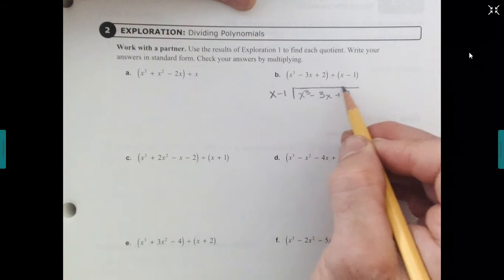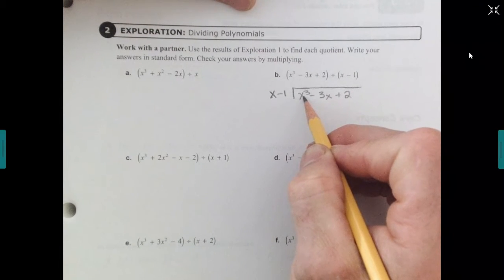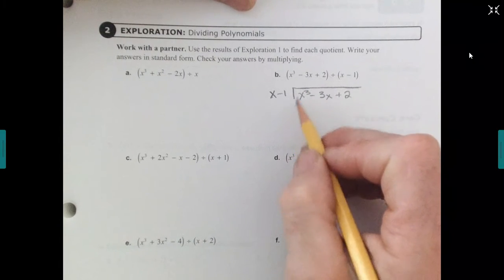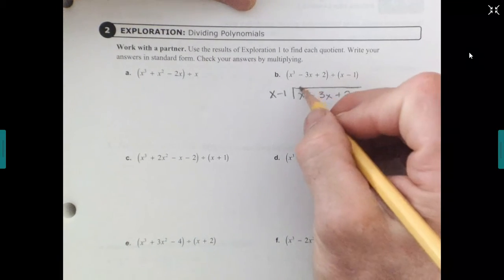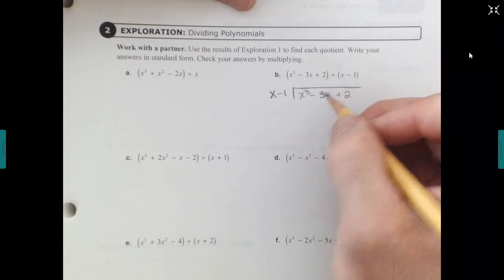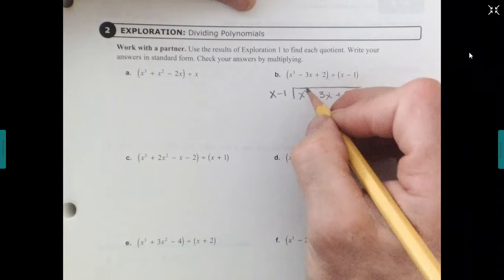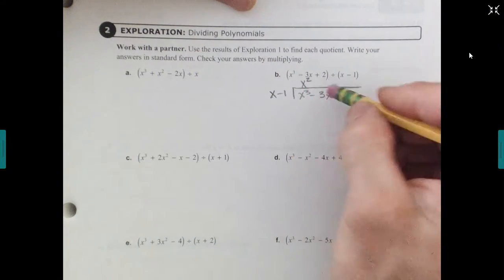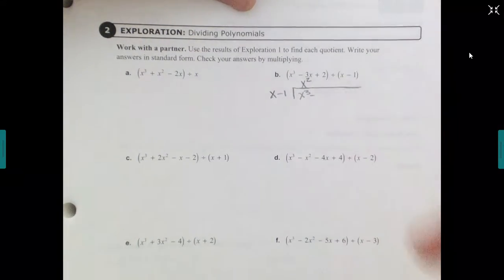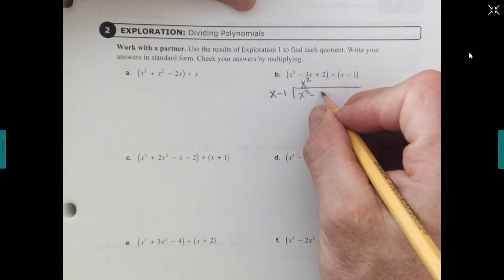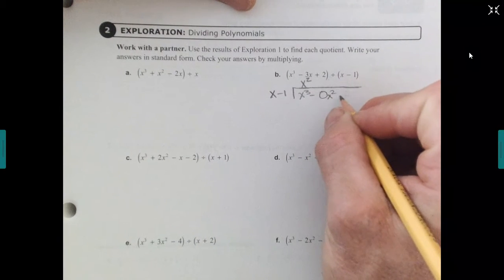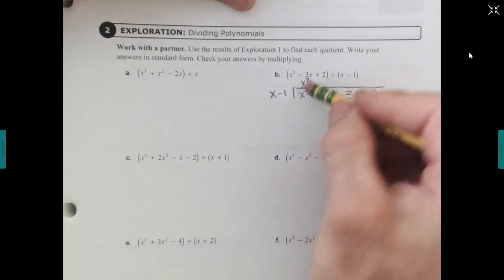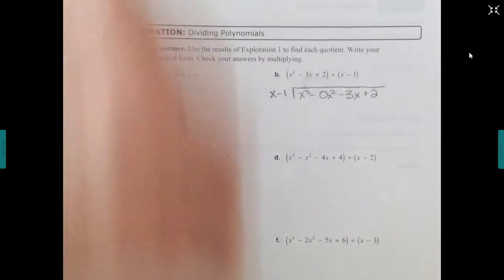So my first job is how many x's go into x? Oh, I don't have any x squared over here. Huh. Okay, well, I'll put my x squared here because I need my x's above here. So how many x's go into x to the third? I have x squared. So I'm going to write this kind of big: x cubed minus 0x squared minus 3x plus 2. That's a way better way to write this.